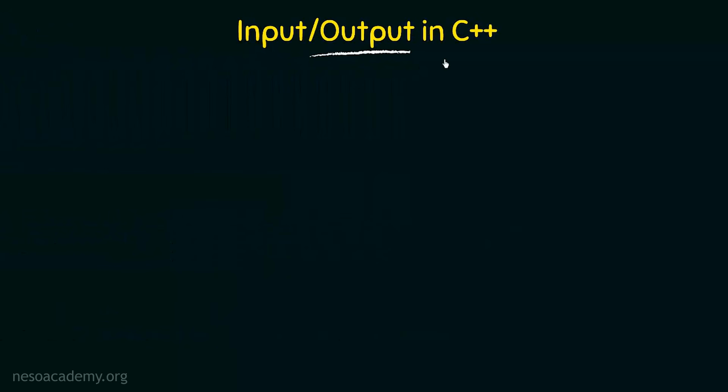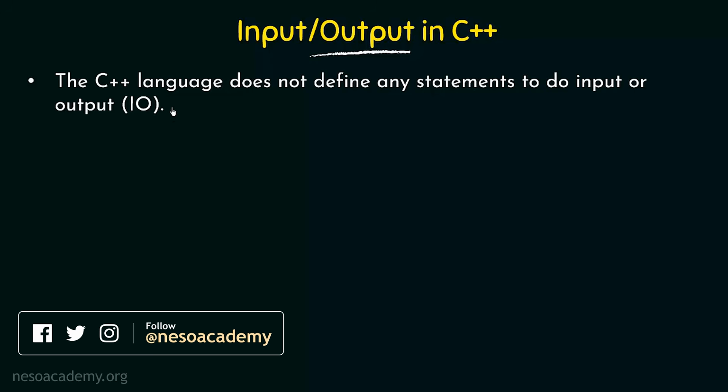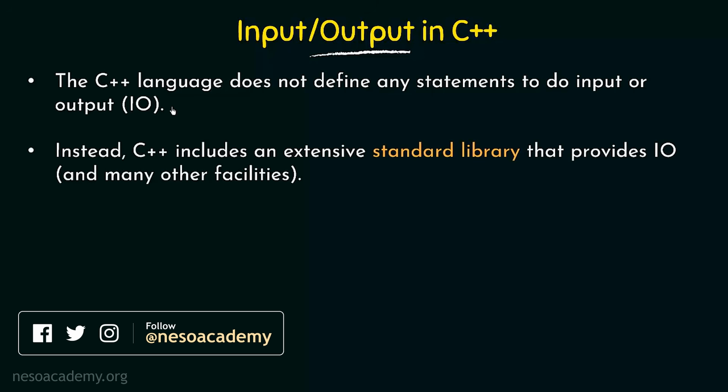So coming to input and output in C++, the C++ language does not define any statements to do input or output. So by default, C++ does not define any statement for doing input or output. Then how do we do input or output in C++? Instead, C++ includes an extensive standard library that provides input, output, and many other facilities. So though C++ does not define any statements to do input and output, it has something known as a standard library.